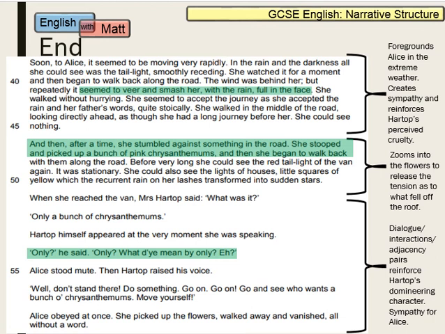So as I said for the language question and also for the paper 1 question 4 task, it might not be that Hartop is being deliberately sinister.